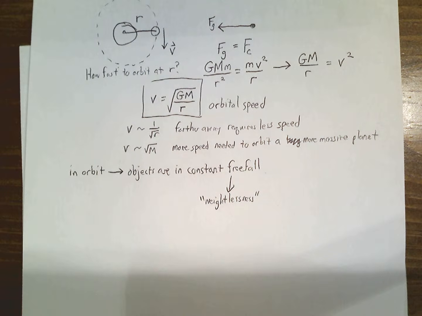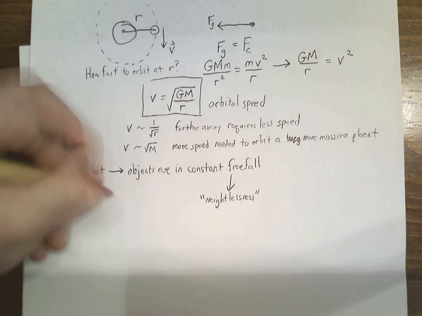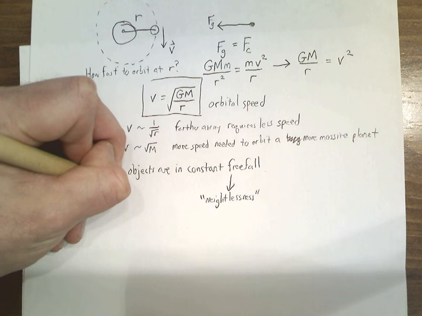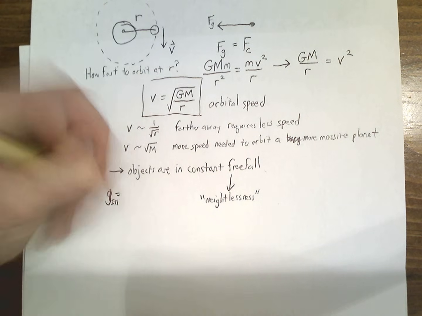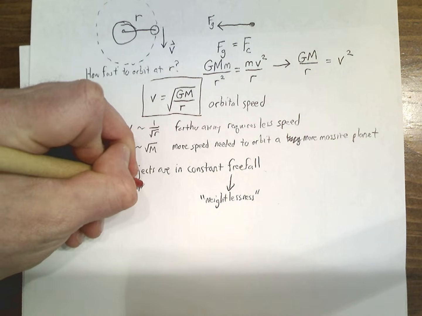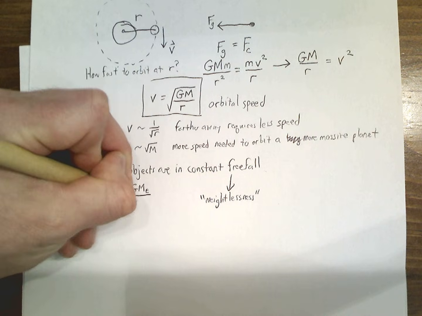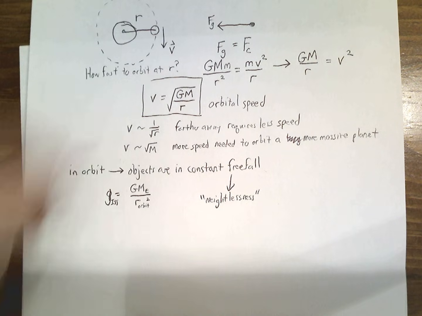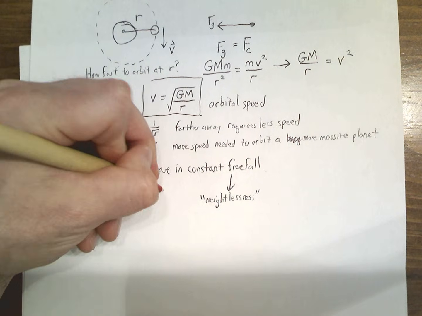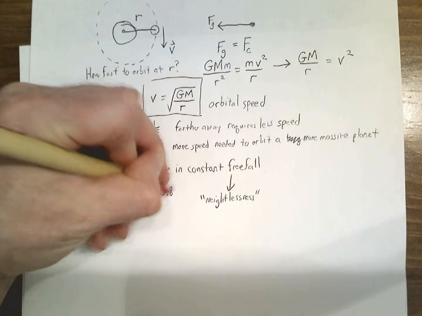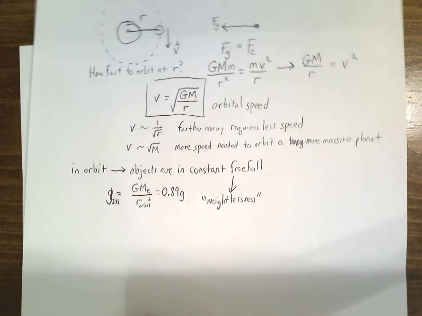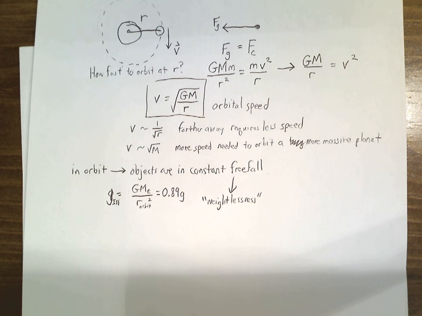I mean, there is, but if you actually run the calculations, if you look at the g value on the ISS, G times the mass of the Earth over the r that it orbits at, squared, that value only ends up being about 89% of our Earth gravity. So most of the gravity that you have on the Earth's surface is still present on the International Space Station.